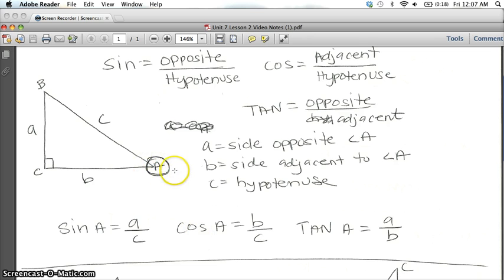Again, we're still starting at angle A because it's cosine of angle A. Cosine is adjacent over hypotenuse. Adjacent is the side that is next to the angle. So B over hypotenuse, which is C. So B over C. And then finally we get tangent. Tangent is opposite over adjacent. We're still starting at angle A. The side opposite of angle A is side A, and the adjacent side is right here, that is side B. So it's going to be A over B.